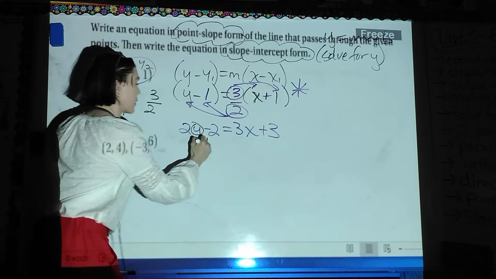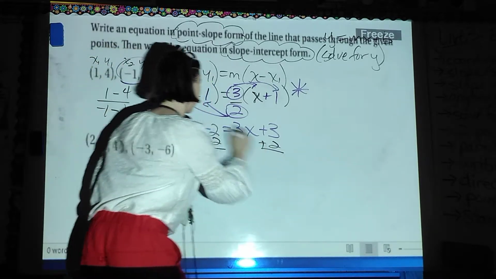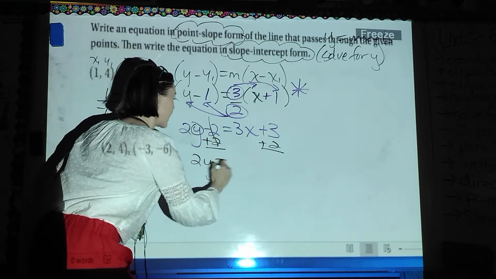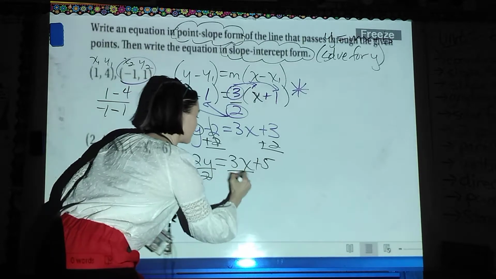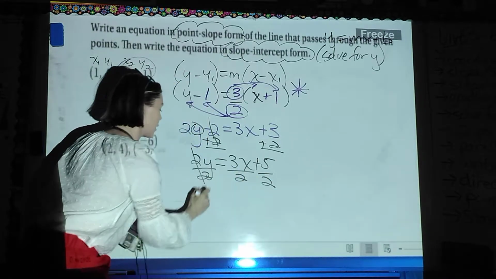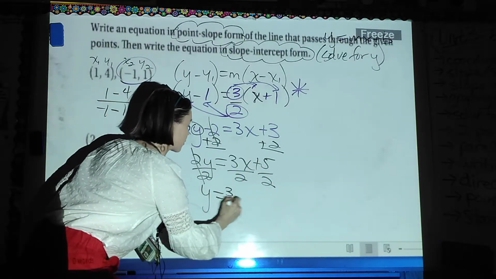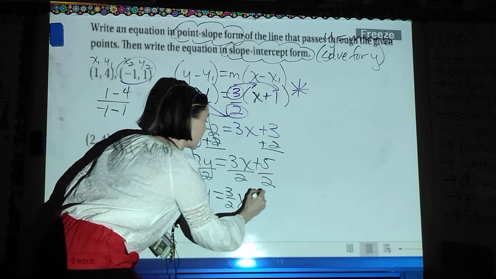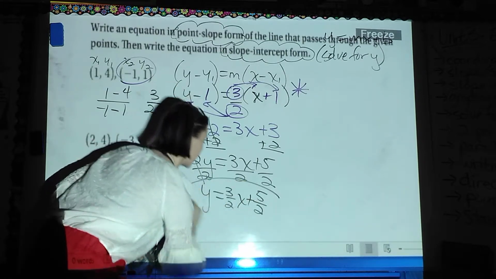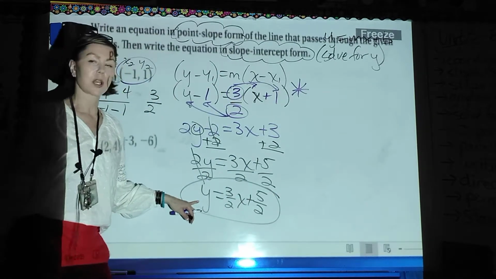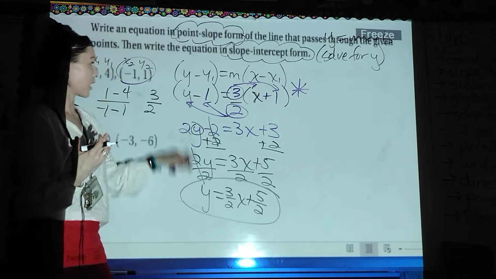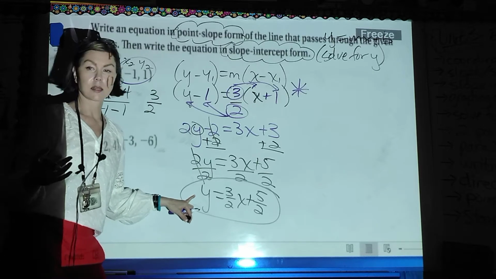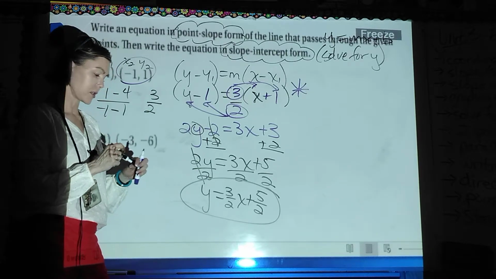Okay, so let's do that. So add 2 to both sides. Bring down your 2y equals 3x plus 5. Divide by 2, divide by 2, divide by 2, cancel. And y equals 3 halves x plus 5 halves. And you just wrote the equation of the line. You solved for y in slope-intercept form. You took it from point-slope form and transformed it into slope-intercept.